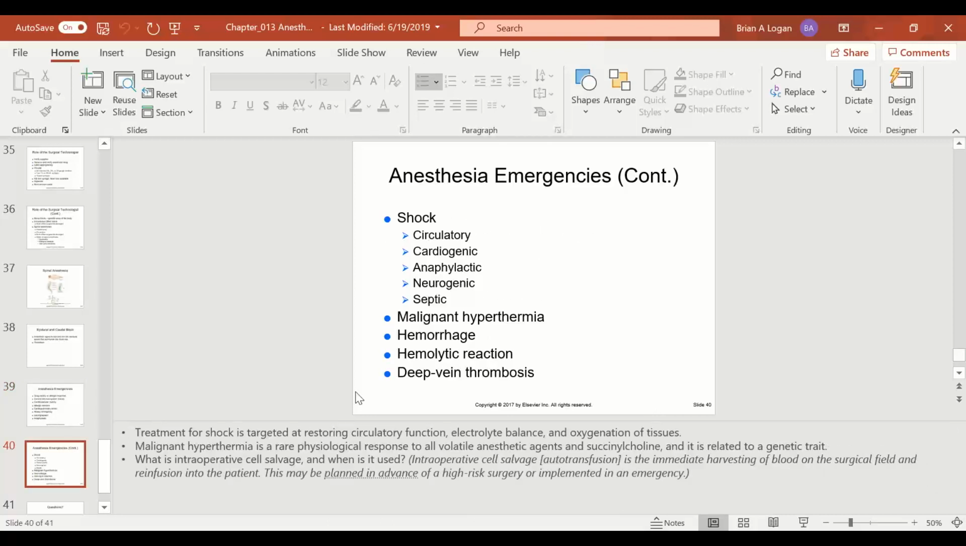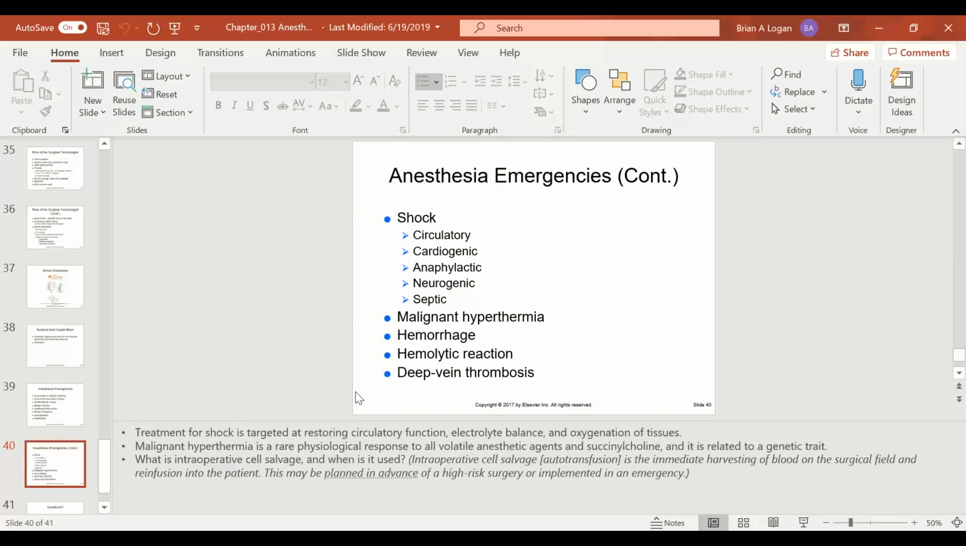The patient could go into shock from losing too much blood. That's circulatory shock. Cardiogenic, something happens with the heart when they're having their anaphylactic reaction. They go into an anaphylactic shock. Septic shock from an infection that they have, right? Malignant hyperthermia, hemorrhage, right? The patient's bleeding out. Those are anesthesia emergencies because it's affecting heart rate and blood pressure, and those are two of the things that they're monitoring, right?